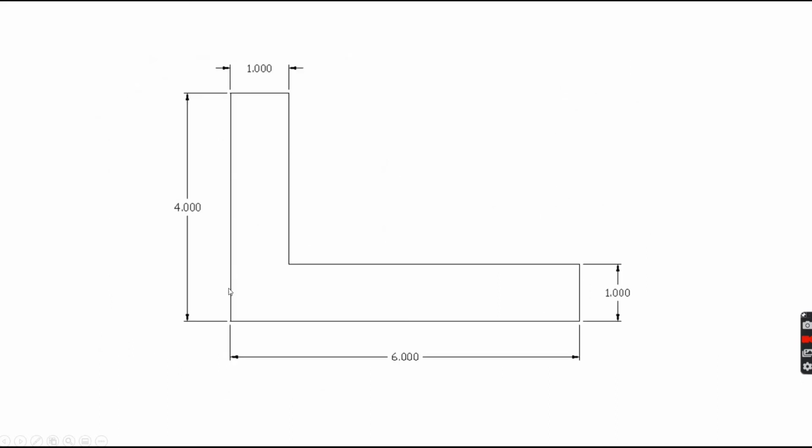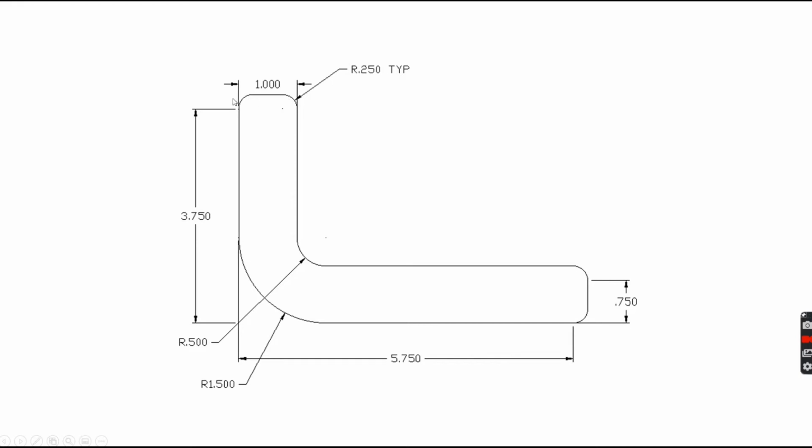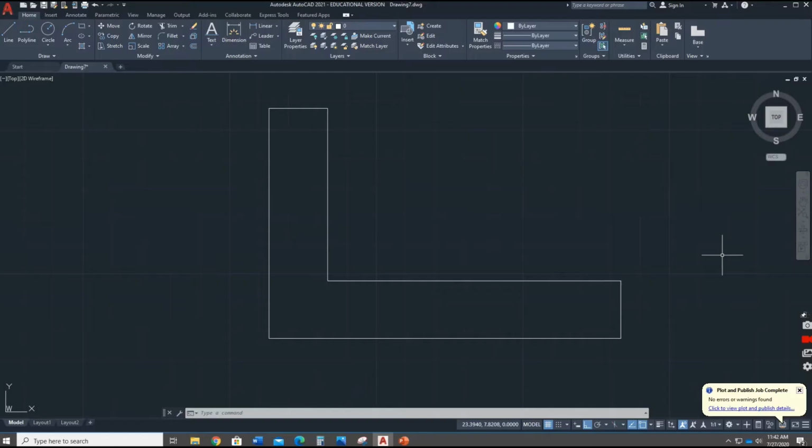So I have a piece here that's 4 by 6, 1 inch thick. What I'm going to do is put some rounds on it. So I have a 1/4 inch round on all 4 of these spots. Let's go into AutoCAD, and here is that drawing, and I'm going to go up to fillet. Here you'll see undo, polyline, radius, trim, multiple. I'm going to pick radius, and the radius is 0.25, and hit enter.